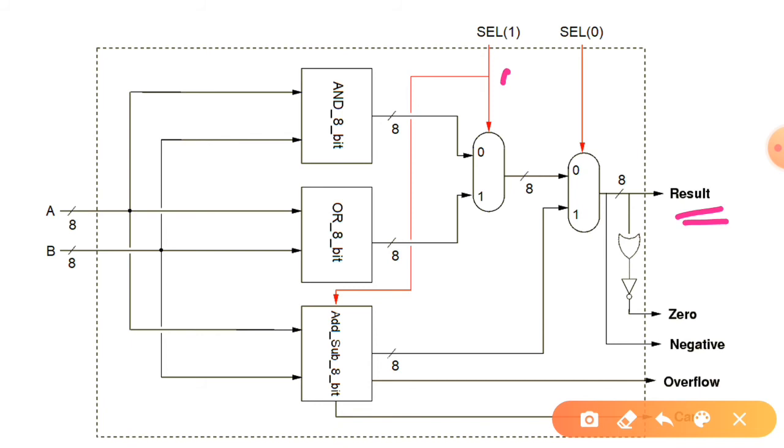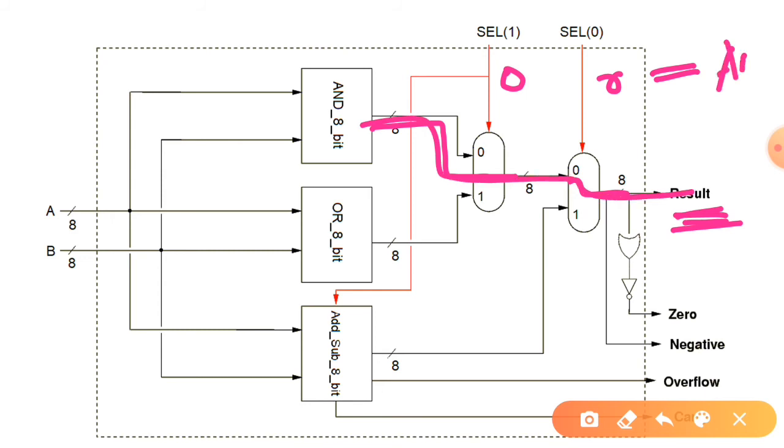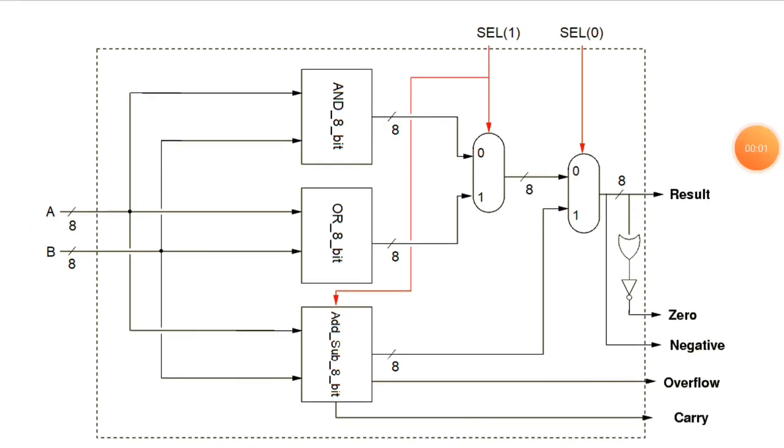So let us start with the 0 0 select signal. When select signal is 0 0, as you can see, this upper port will be connected to the output, and it is also 0, the upper one will be connected to the output. So as you can see, the AND operation will be performed because the output of the AND gate is connected to the result. Output of the AND gate will be available at result, so AND operation will be performed here.